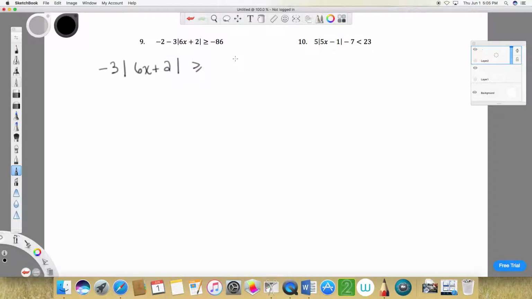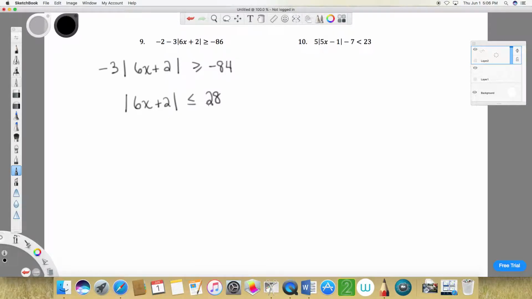is greater than or equal to. When I add a positive 2 here, I'll get a negative 84. If I divide both sides to get the absolute value by itself, I want to divide both sides by a negative 3. When we multiply or divide by a negative number, we have to remember to change the direction of the arrow. And negative divided by negative is positive, and 84 divided by 3 is 28, if I key that in the calculator correctly. So now the arrow is pointing towards the absolute value.